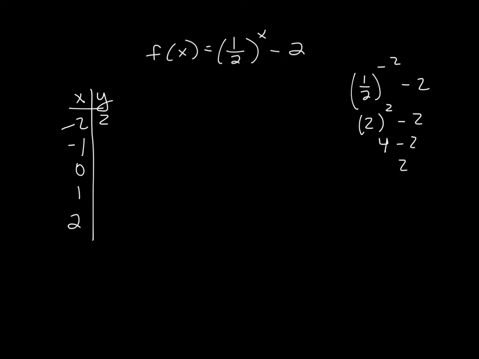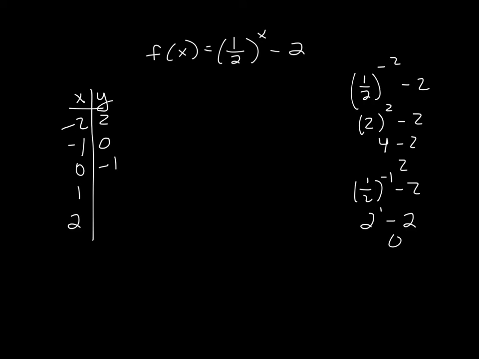Let's do it again. So now we have 1/2 to the -1 power minus 2, which is 2 to the 1 power minus 2, which is 0. So this is 0. Now we're going to put a 0 in there. I can do that one in my head. If I take this x, 0, plug it in there, anything to the power of 0 is 1. So this is 1 minus 2.